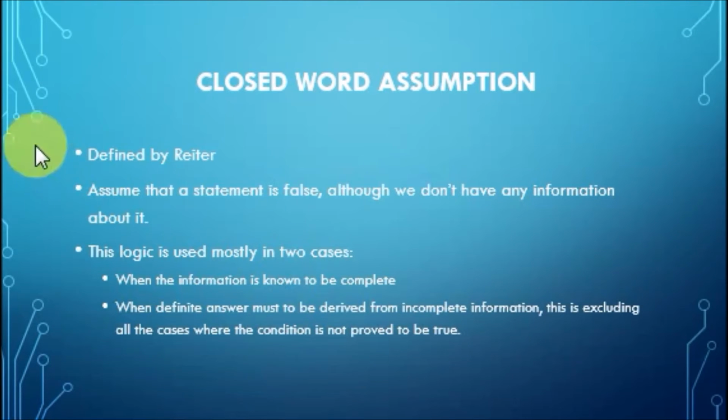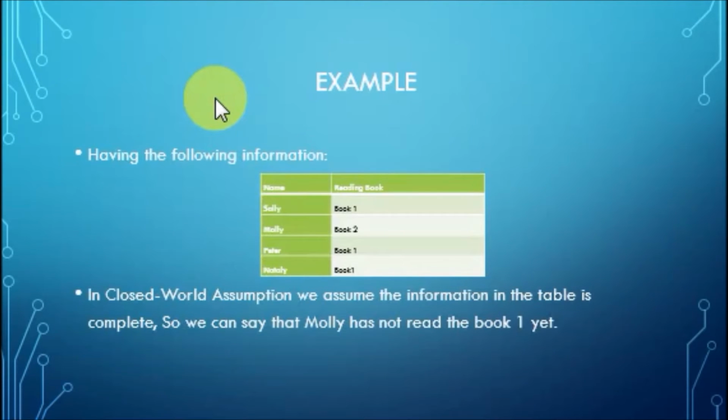For example, if we have the following information in the table, we see what book every person is reading, and if we want to know who has read book 1, in closed world assumption, we assume the information in the table is complete. So if we don't have information that Molly has read book 1, we assume that she hasn't read book 1.